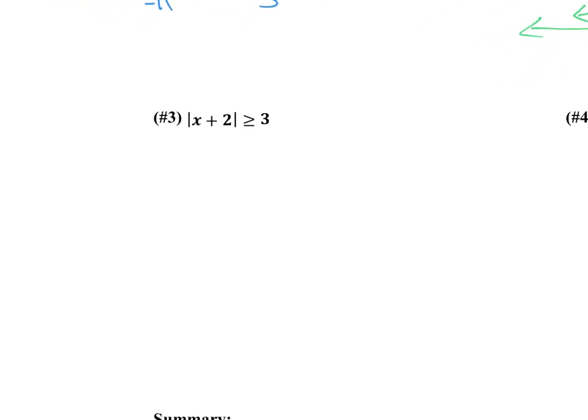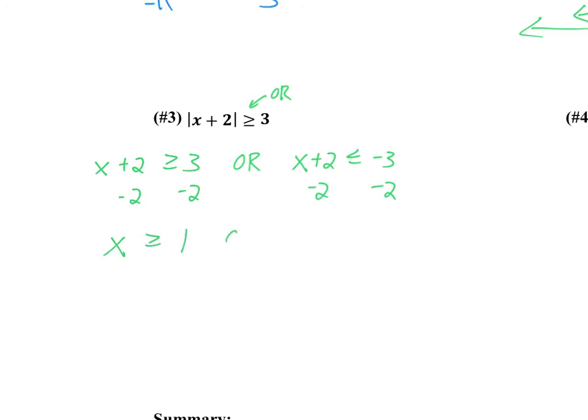Okay, number 3. X plus 2 is greater than or equal to 3. Greater than means or. That's x plus 2 is less than or equal to negative 3. So if we solve it, it's just minus 2 all the way across. X is greater than or equal to 1, or x is less than or equal to negative 5.